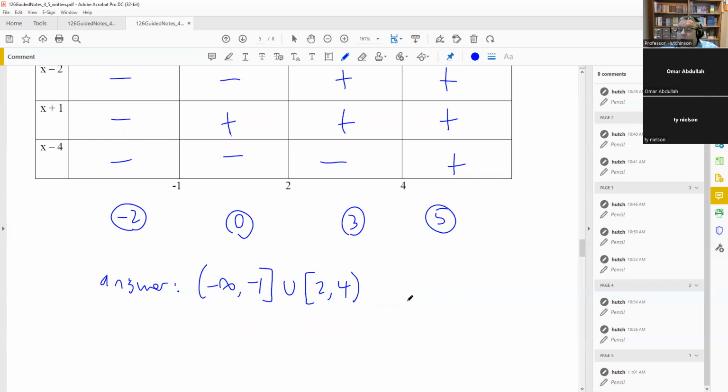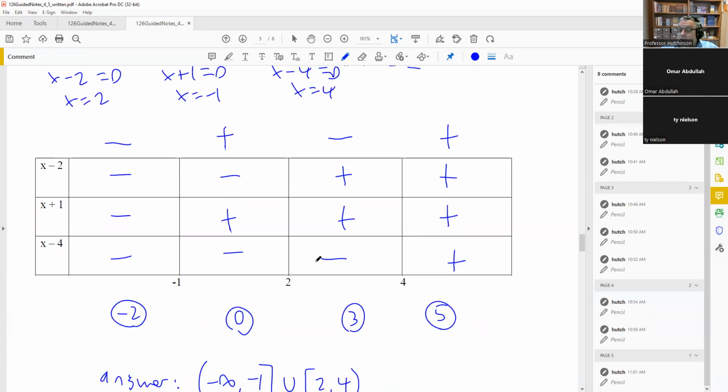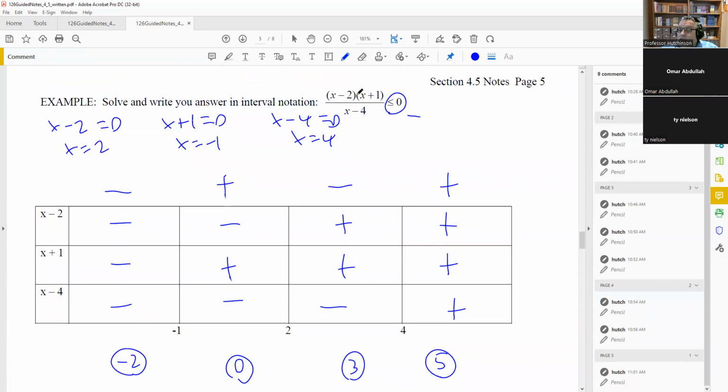-1 and 2 are okay, because -1 and 2 don't cause division by 0. If I have a 0 on top, that's all right. 0 divided by anything other than 0 is fine, because I just get a 0. But there's only a problem if I'm dividing by a 0. That's when we have an issue.